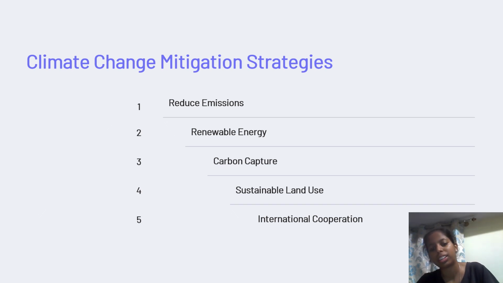Sustainable land use is nothing but not disposing of waste wherever the site is. International cooperation: due to international cooperation, other countries' waste will be dumped in our country. This should be minimized. These five steps will minimize climate change in the environment.